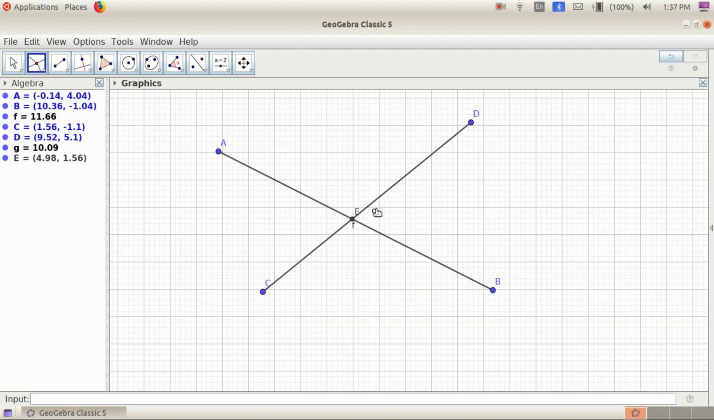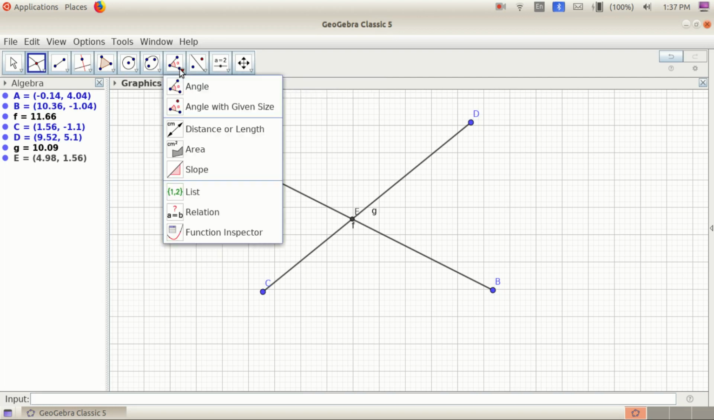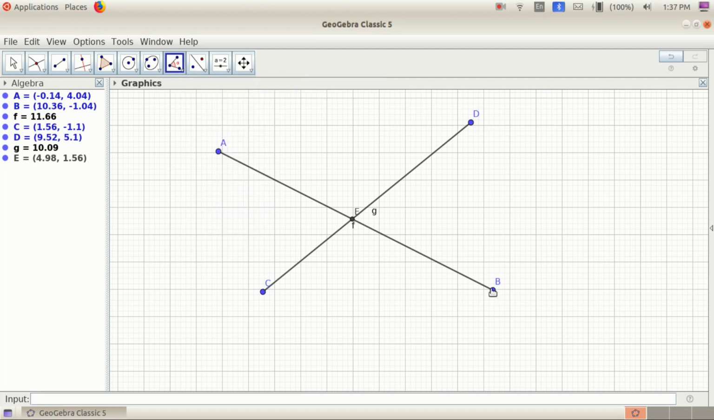Okay, now we got the intersect point E. Let us see, children. Now we want to find out the angle between these lines. Let us take angle. How do we want to click? I am going to click from B, E, D. What type of direction is this, children? This is anti-clockwise direction. It is not a clockwise direction. If we click in anti-clockwise direction only, we will get it.